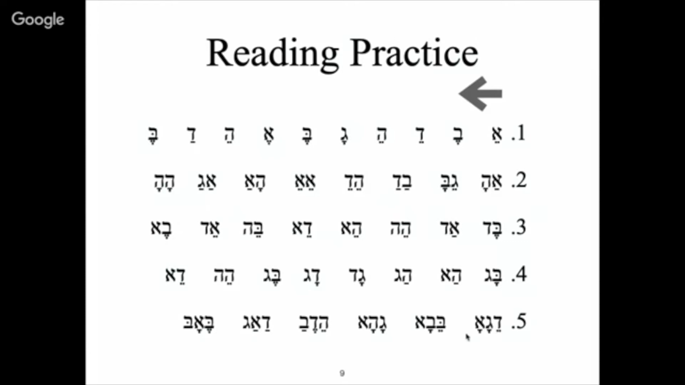Let's do this number five one here. Let me give it a whirl, because you know, I'm not a professional at this anyway, right? So this is going to say de ga'a. This is going to say beva. This is going to say gaha. This right here is hey deva. This is going to say here da'ag. And this one is be'ab.